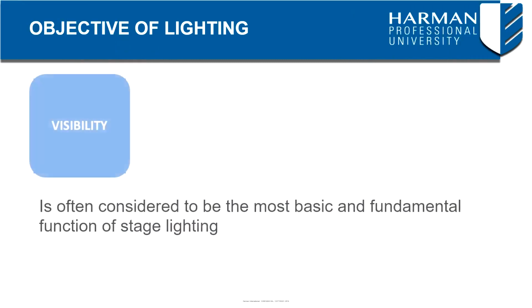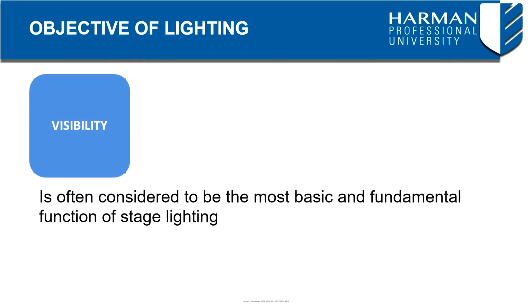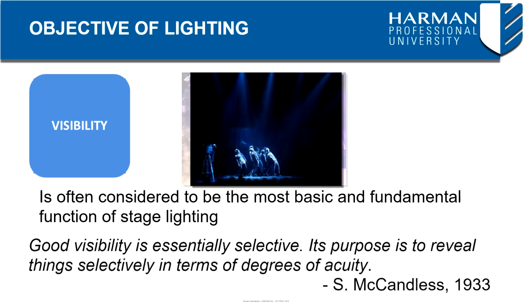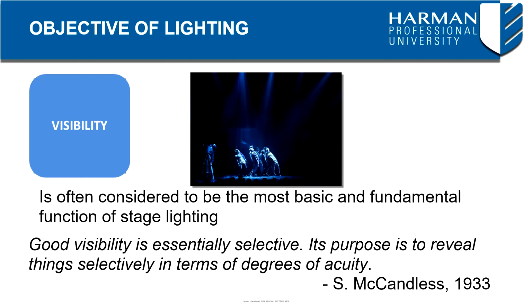Visibility is often considered to be the most basic and fundamental function of stage lighting. What we don't see, we seldom clearly understand. Visibility is dependent on far more than just the intensity of light. Other factors such as contrast, size, color, and movement all can influence visibility. Distance, age, and the condition of the eye also play important roles in visibility.